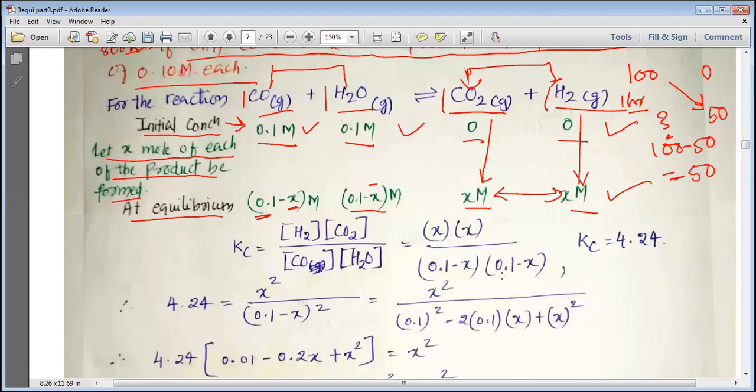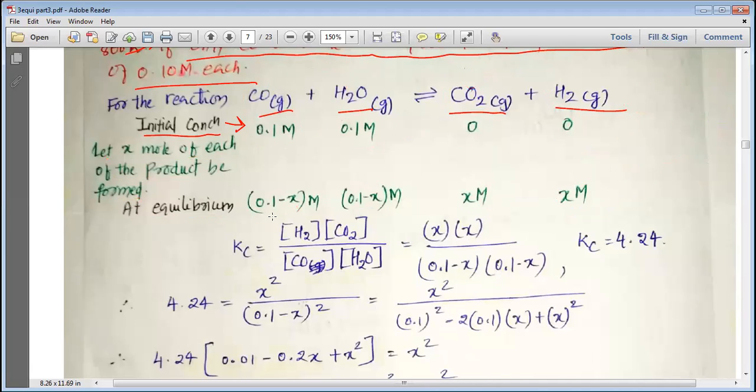बोलिए प्लीज। 0.1 minus x. तो ये समझ में आ रहा है? अब जो बोले थे वो बताएं कि ये 0.1 माइनस एक्स कैसे आ रहा है, वो समझ में आया क्या बच्चों?